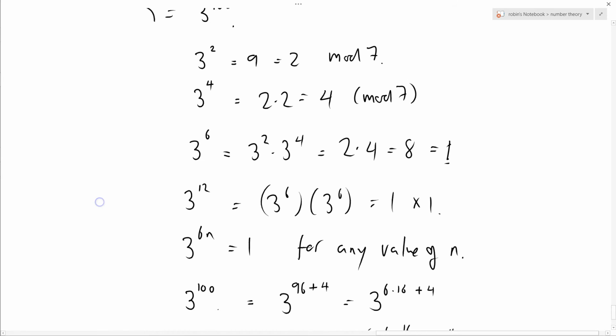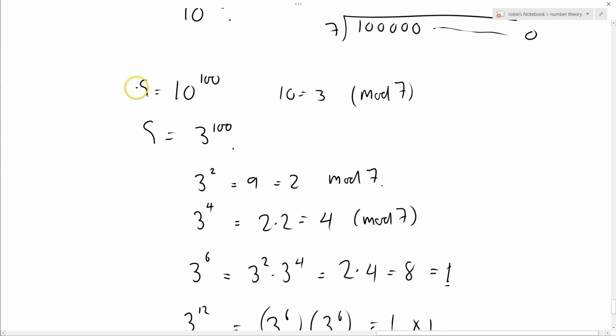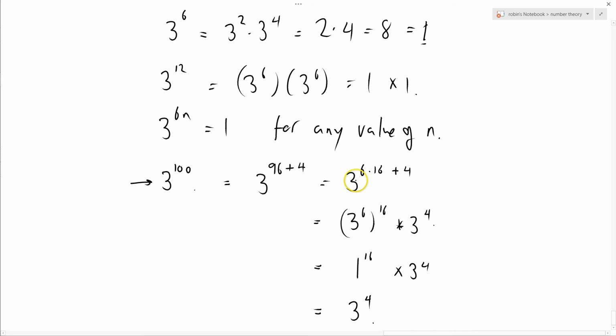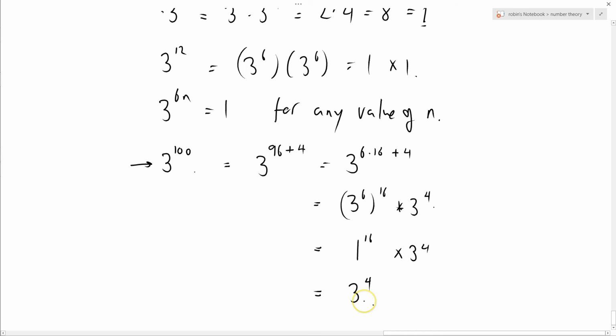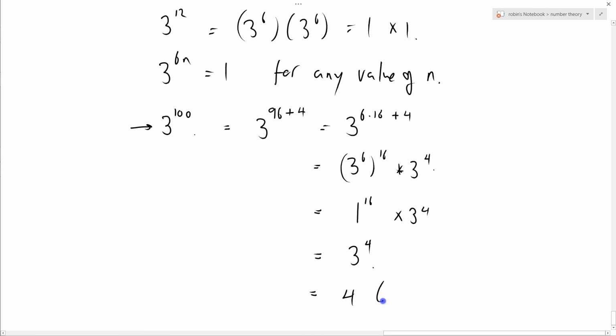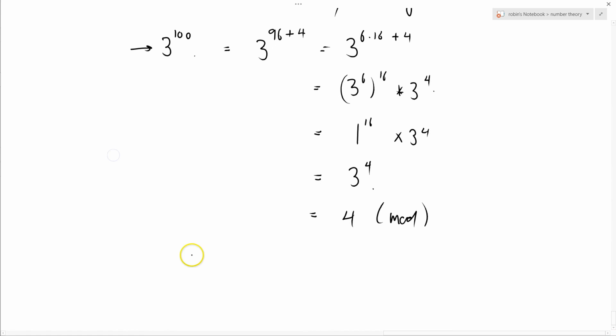So where did we start? Here's a Googol, but modulo 7, I'm using the fact that 10 equals 3. So a Googol equals 3 to the power 100, which is this, and all the powers of 3 to the power 6 disappear, because 3 to the power 6 here equals 1. So the only thing that's left is 3 to the power 4. And we've done that one already, I think. Here it is: 4. Everything is modulo 7. So a Googol equals 4 modulo 7. How about that? I'm going to stop there.